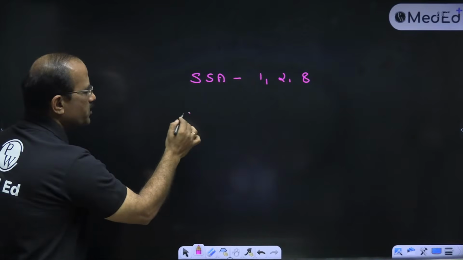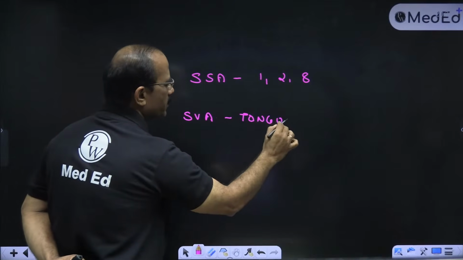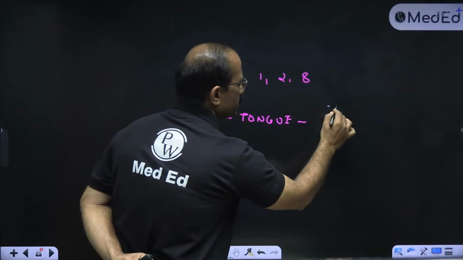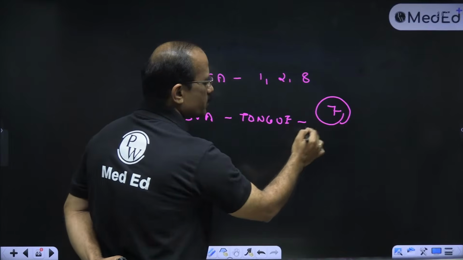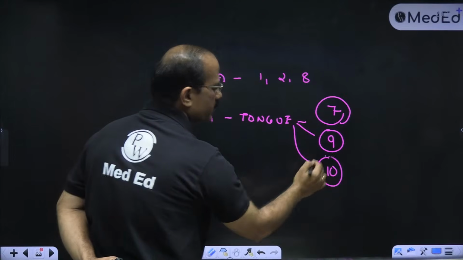Tell me what special visceral afferent is. For special visceral afferent, just remember the tongue. Anterior 2/3 special sensation is the 7th nerve, posterior 1/3 is the 9th nerve, and the posterior-most part is the 10th nerve.